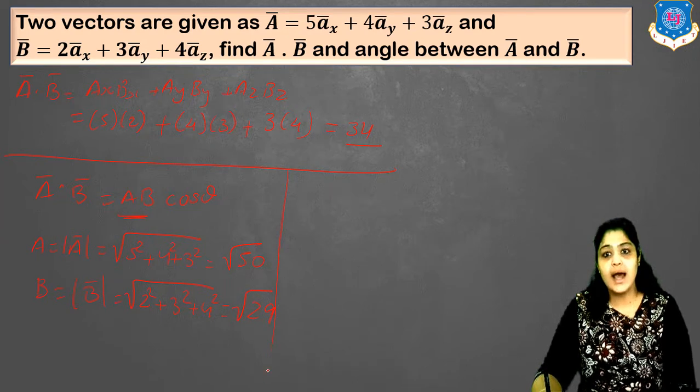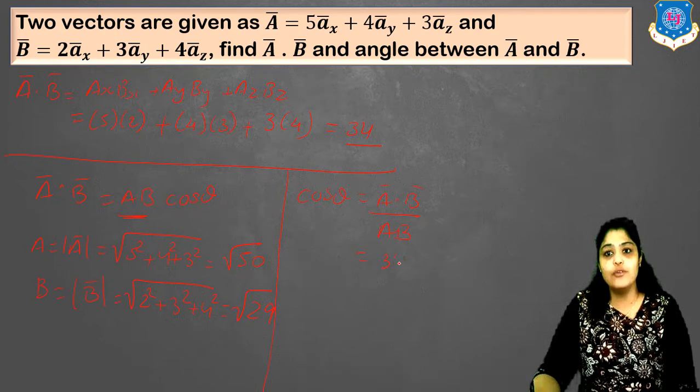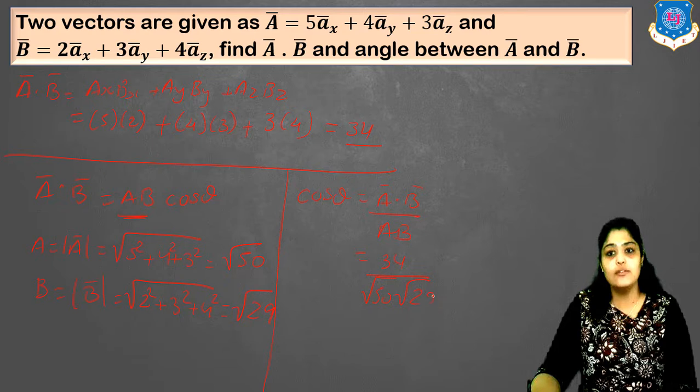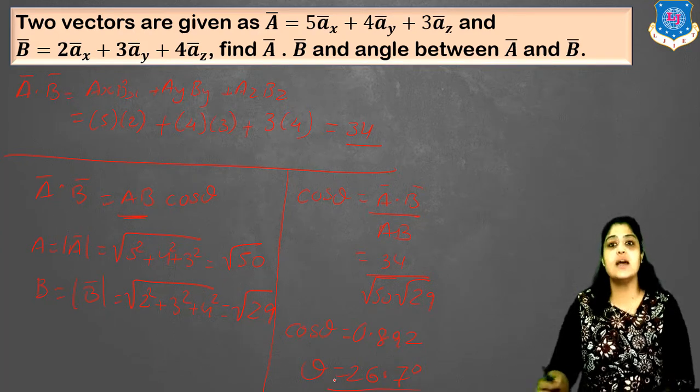So now I can simply write cos theta equals A bar dot B bar upon AB. So this is 34 upon under root of 50 into under root of 29. This gives me the answer of cos theta as 0.892, and the angle is 26.7 degrees.